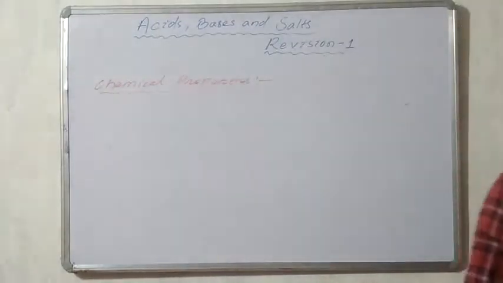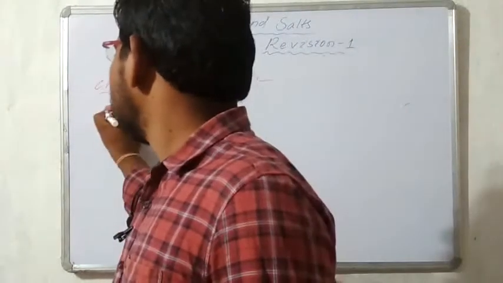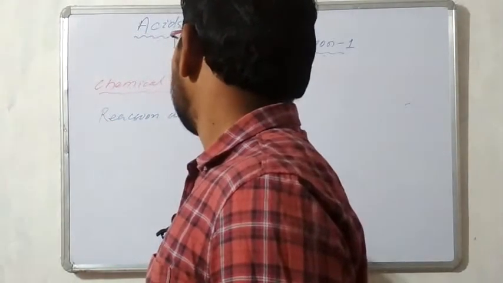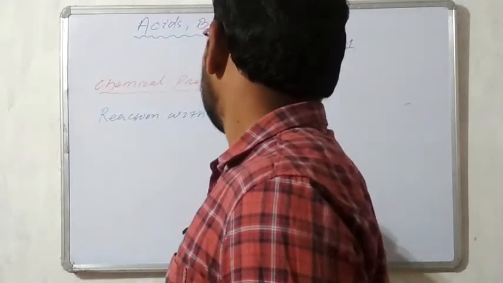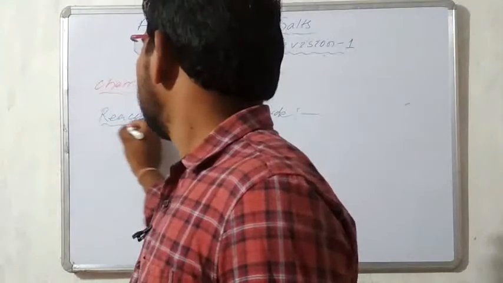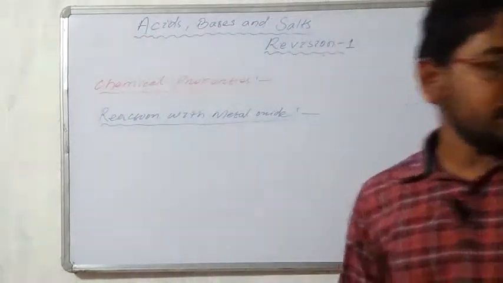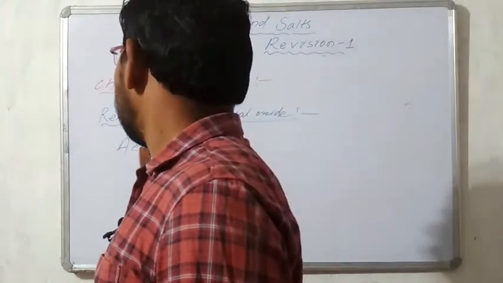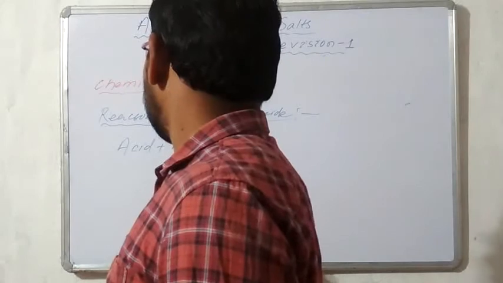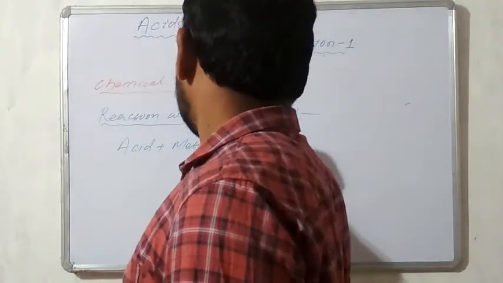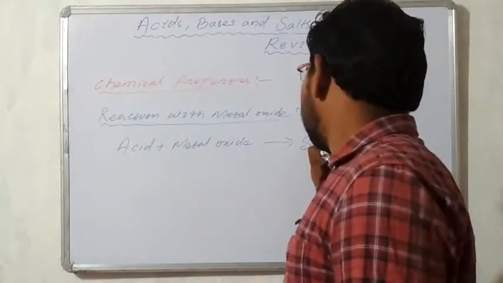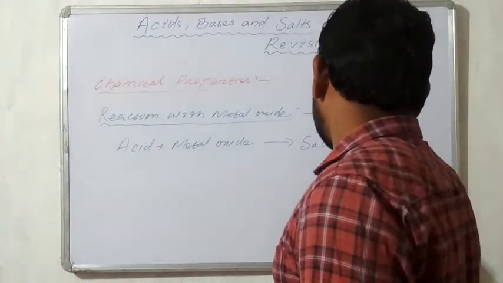Next is the reaction of acids with metal oxides. When acids react with metal oxides, they form salt plus water.